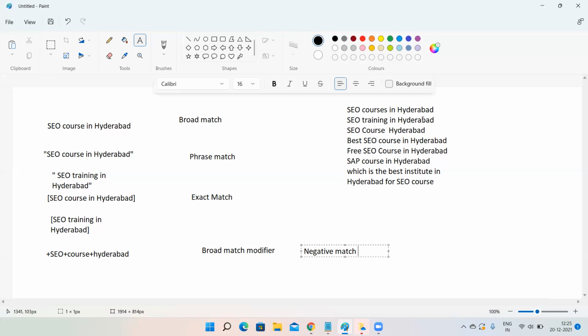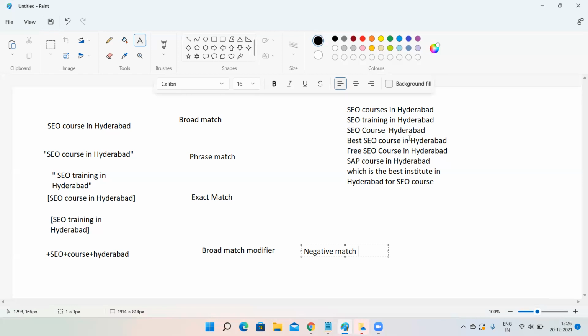And web designing, website designing, as I've already told you, even if you choose website designing and somebody is searching web design, still your advertisement is going to appear. Singular and plural also. Even if you are choosing a keyword called course and somebody is searching courses, still your advertisement is going to appear. So this is known as semantic algorithm.